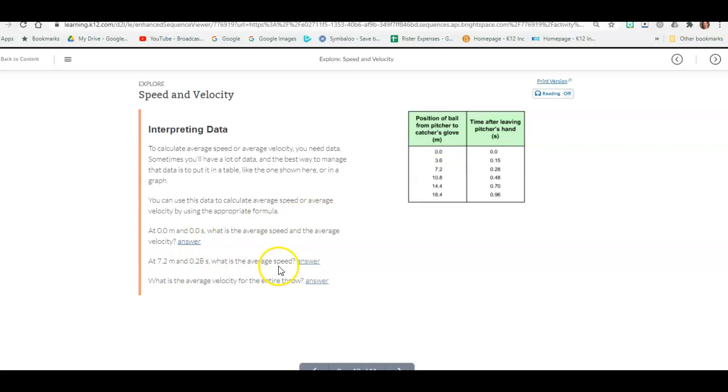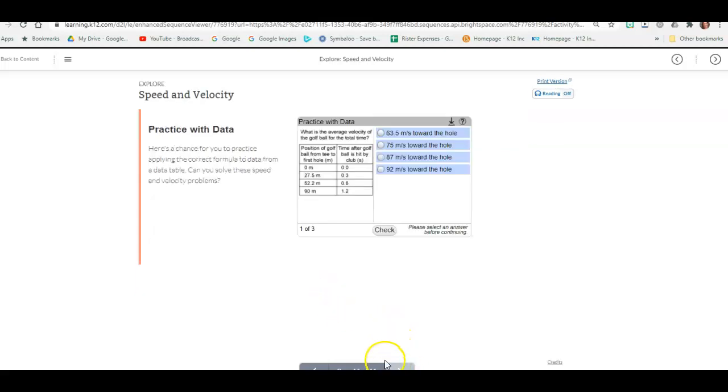So here's another practice problem and an answer, and another here too. So you can kind of check yourself and see if you're getting those. Now you have to look at the graph or the chart, data table, and answer the question. So practice going through those as well.